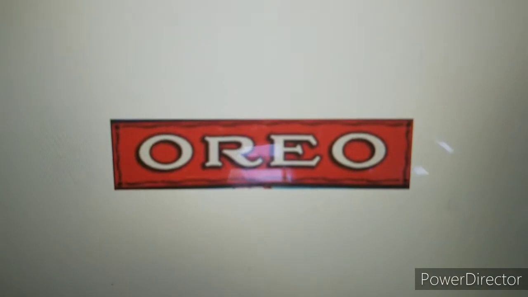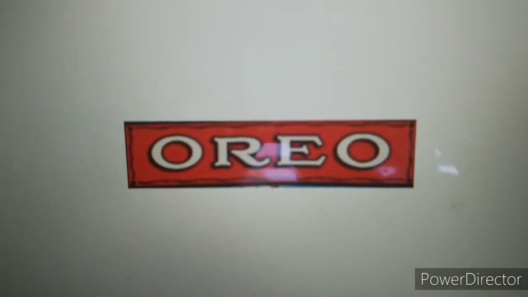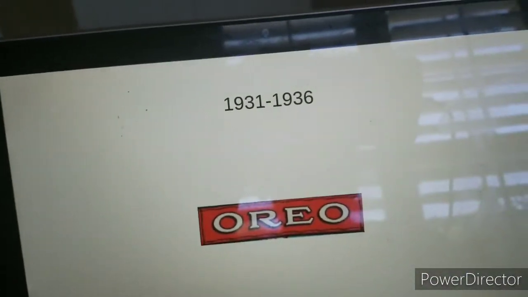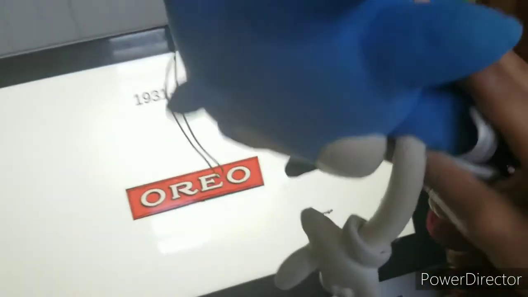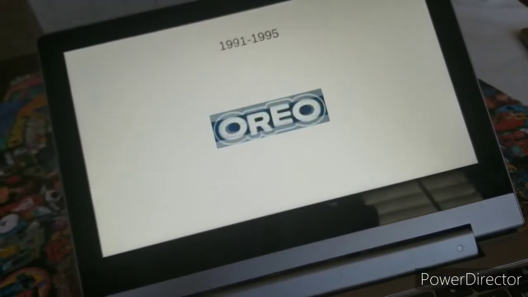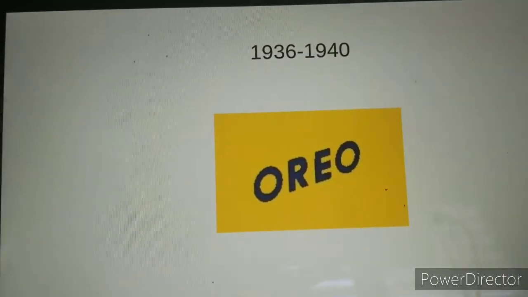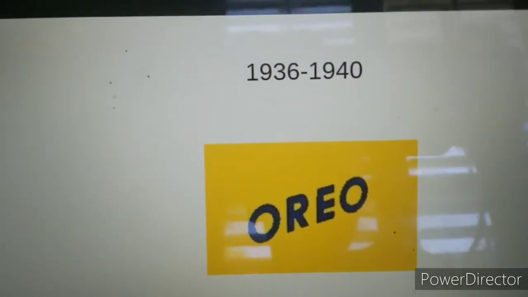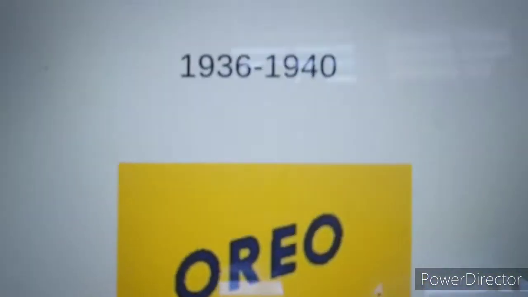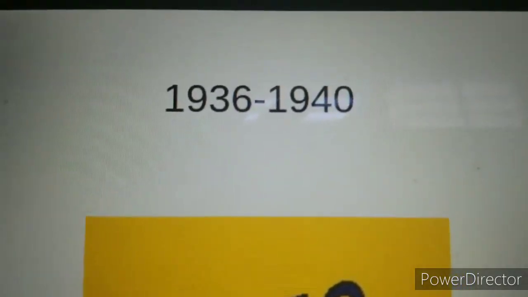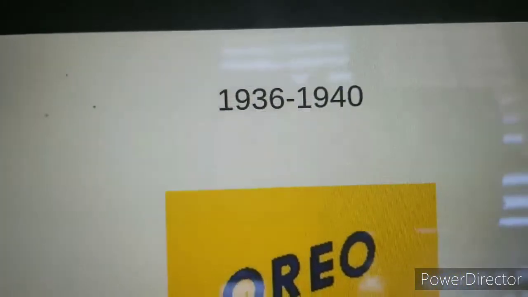Okay, here's the Oreo text with the red box in it and the red squiggly line. It's a triangle. This logo was used from 1931 to 1936. Sorry, guys. Anyway, we have an Oreo sideways with a yellow box. This logo was used from 1936 to 1940. That's when video games come out.